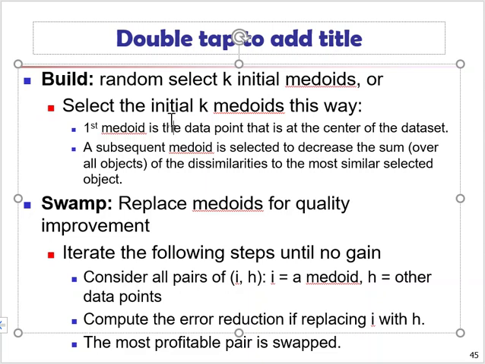So the first Medoid is the data point that is at the center of the data set. We can compute the distance of all the data points to the other data points to find which data point is actually in the center. Then with this Medoid selected, a subsequent Medoid is selected to decrease the sum. So the sum of the error over all objects of the dissimilarity, the distance, to the most similar selected objects.